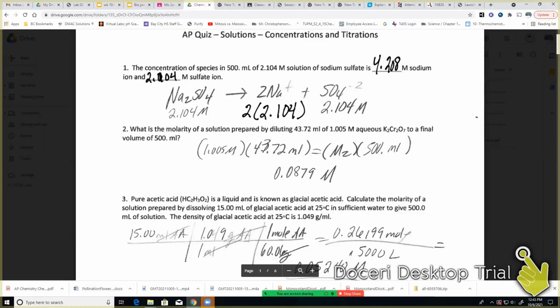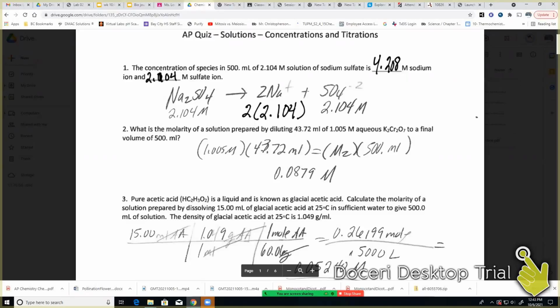Okay, that kind of thing only works if it's a strong electrolyte or if it's like a strong acid or a strong base. Okay. And then the next one, what do we have here? What is the molarity of a solution prepared by diluting? So that was just simply an M1, V1, M2, V2.